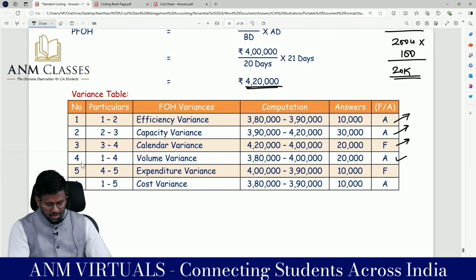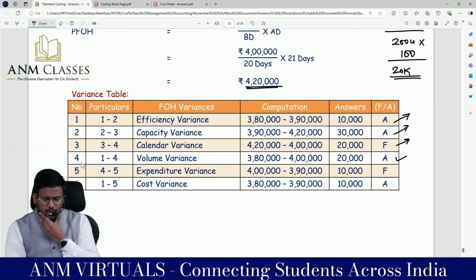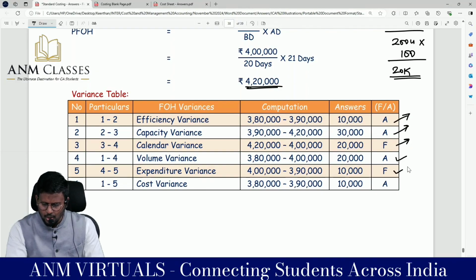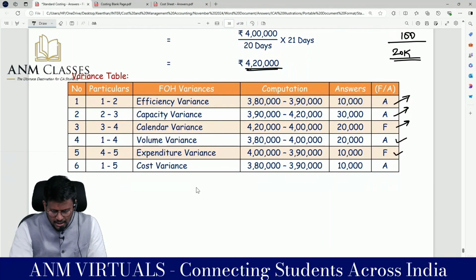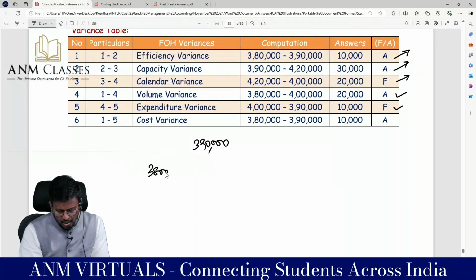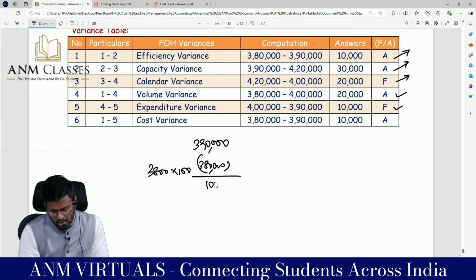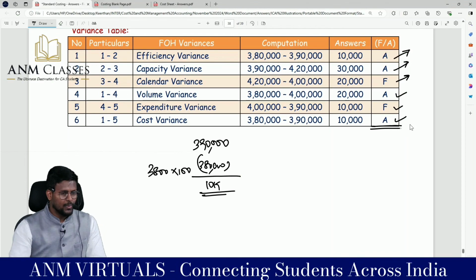Are you really with me? Yes, sir. Expenditure is BFOH minus AFOH. You thought 4 lakh but you had only 3 lakh 90,000. 10,000. Ultimately you have incurred 3 lakh 90,000, but you have produced how many units? 3,800 units, into every unit will absorb 100 comes to 3 lakh 80,000. So there is a short of 10,000 adverse, which is what the cost variance is all about.